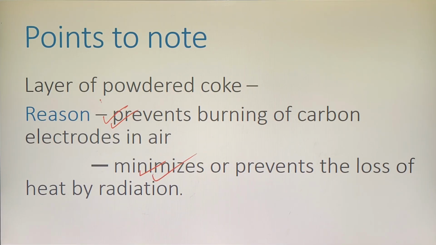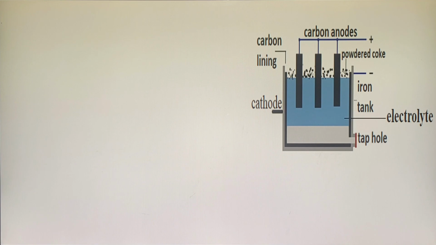The second point I will come to a little later. When I finish with the experiment with the electrolysis, I will come back to this point. But for the time being, remember what is a function of powdered coke? That thin layer of powdered coke will prevent the heat loss by radiation. It will not allow heat to move out of it.